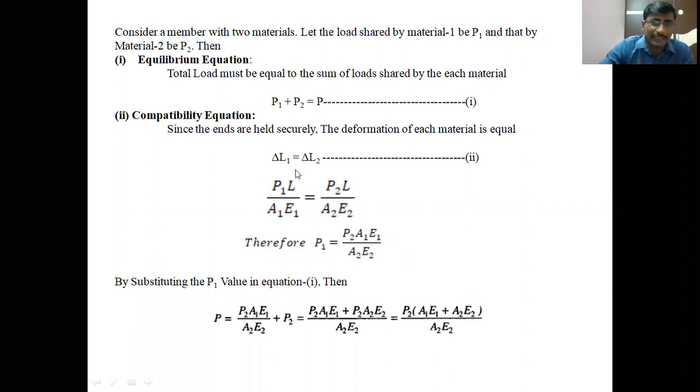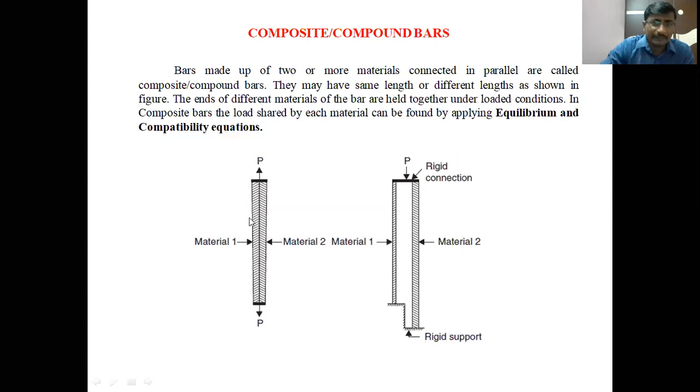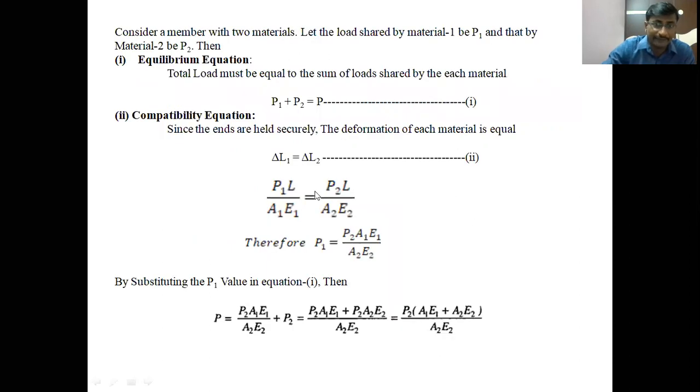We know the formula for delta is PL by AE. By applying the PL by AE formula for material 1, the load shared by the first material is P1. In the first case, the initial length of each material is the same, but in the second case, the length of each material is not the same initially; material 1 has less length than material 2. So in the first case, we can take the same length L. L is the length of each member.